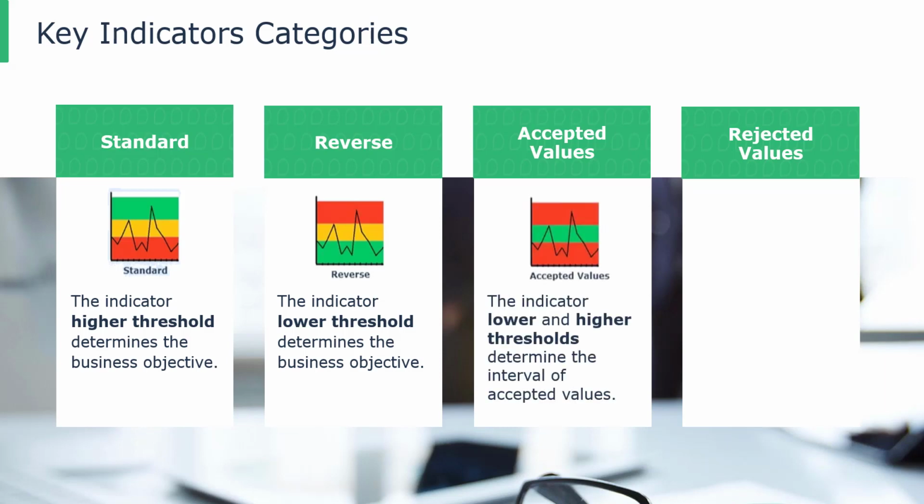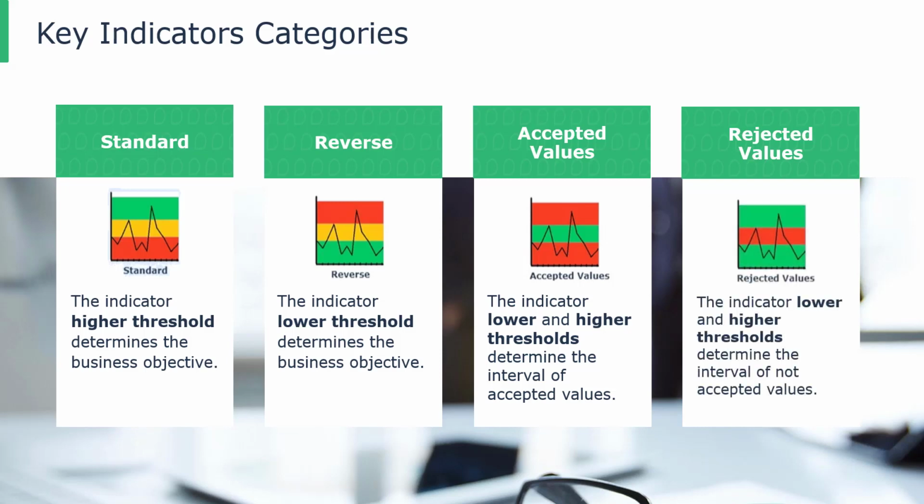We then have the accepted values category. In this case, the indicator lower and higher thresholds determine the interval of accepted values and therefore the business objective. And finally, we have the opposite of the accepted values category, which is the rejected values category, for which lower and higher thresholds determine the interval of not accepted values.